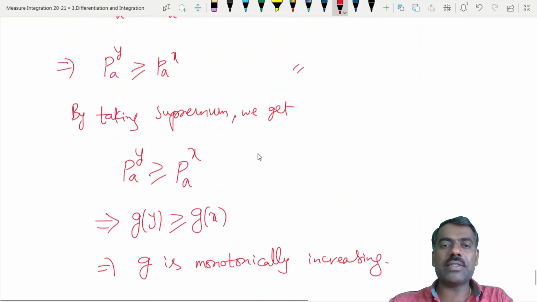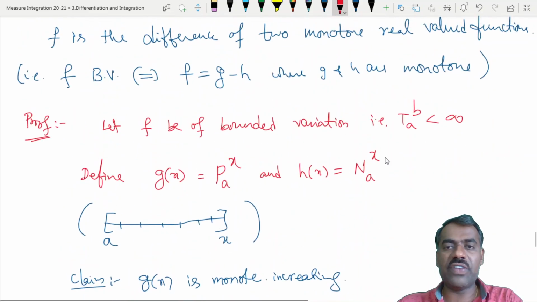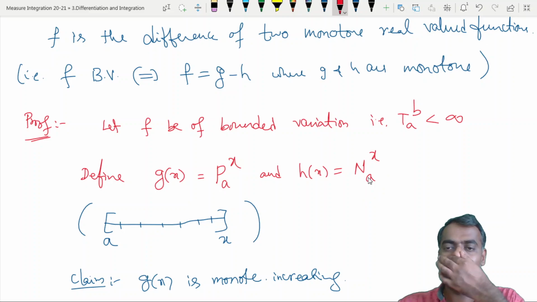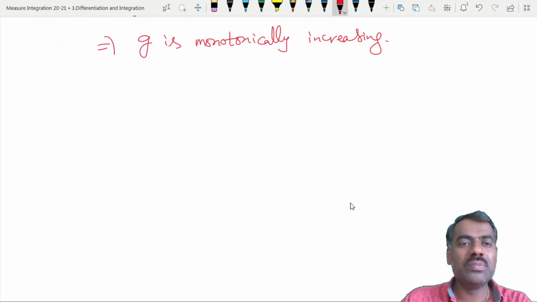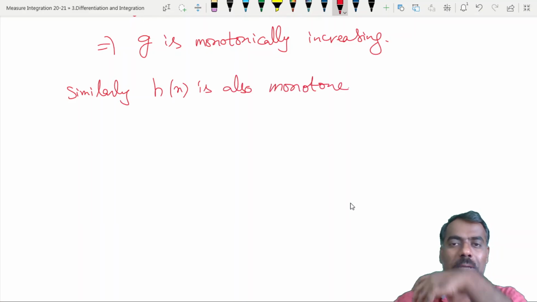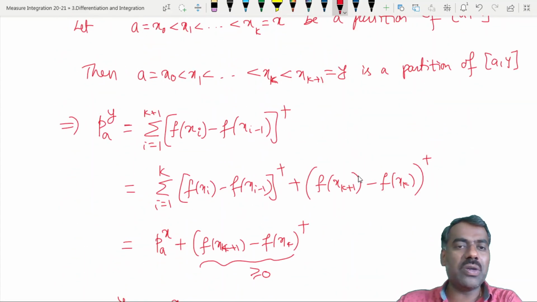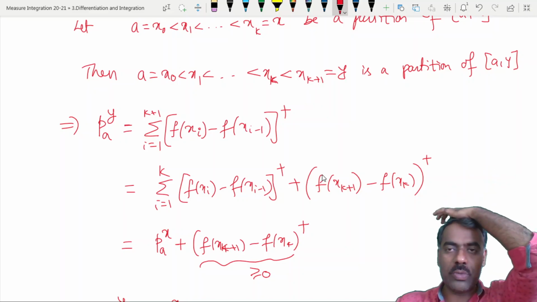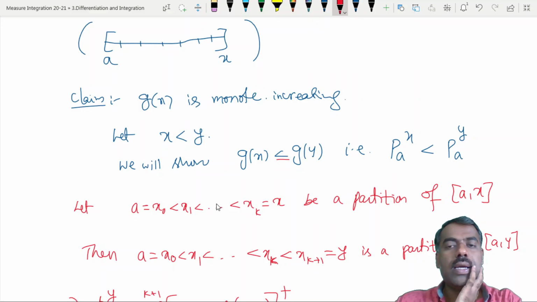Similarly, you can show that whatever h of x we have defined, this is Na of x, right? So similarly, h of x is also monotone. Yes or no? Because even though you get a minus of that one, it is also greater than or equal to 0. There is nothing different. So it is also monotonically increasing. Is that clear? Any problem?